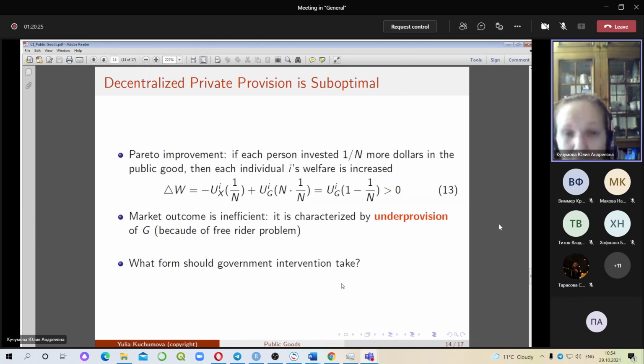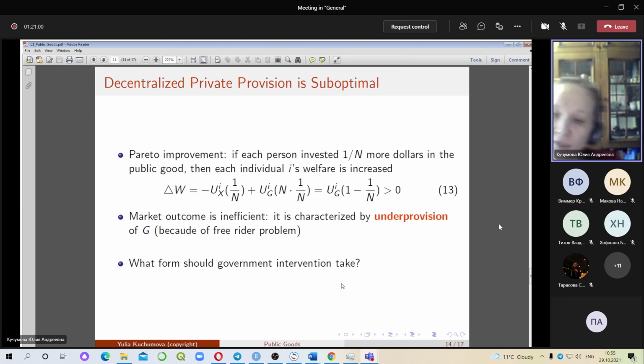So we see now the change, right? By this kind of intervention, we can increase the welfare of each person, which shows that the market outcome is inefficient. Moreover, we can see from this that it's characterized by an underprovision of public good G.